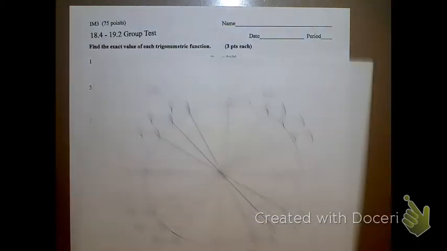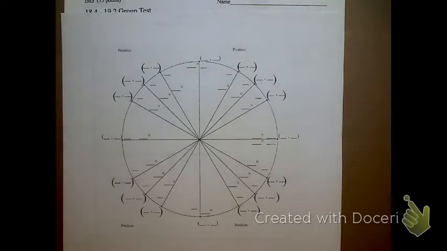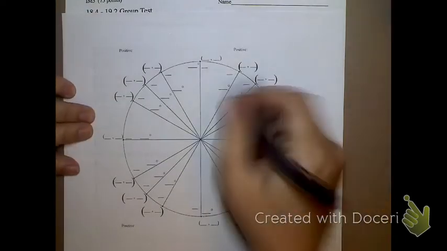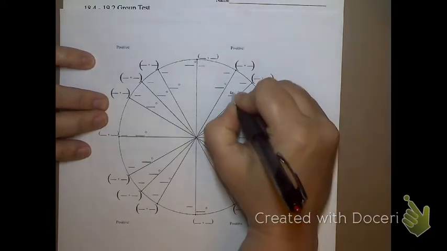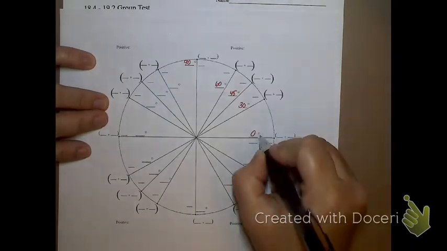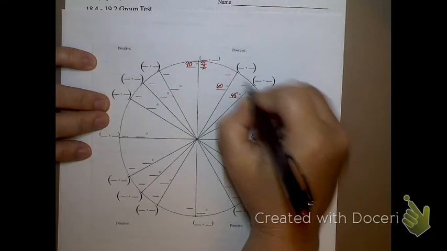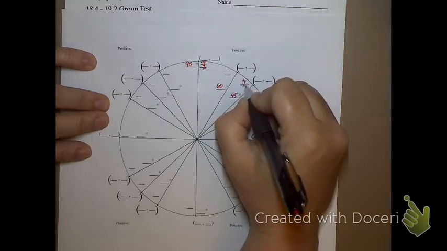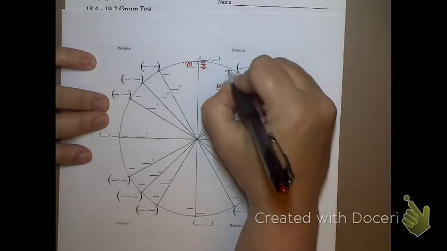Now, I believe, don't quote me on this, but I believe we're also giving you this as opposed to just the first quadrant. Okay? So the first thing that I would do is I would come in here and I would label the first quadrant. 0, 30, 45, 60, 90. This is 0 radians. This is pi over 2 radians. 45 is pi over 4 radians. 30 is pi over 6. And 60 is pi over 3.